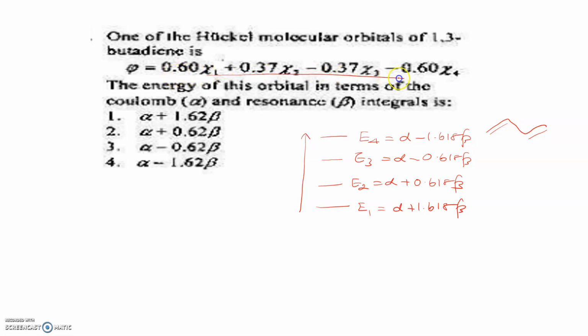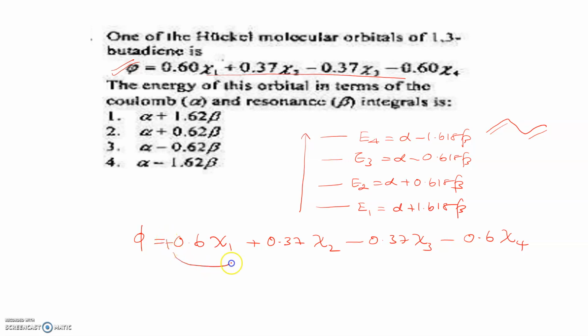This molecular orbital, the given molecular orbital, what is given? Phi is equal to 0.6 times chi1 plus 0.37 times chi2 minus 0.37 times chi3 minus 0.6 times chi4. We don't know whether this wave function corresponds to the ground molecular orbital or the first excited, second excited, or third excited, that we don't know. But by observing the number of nodes, you can easily identify.